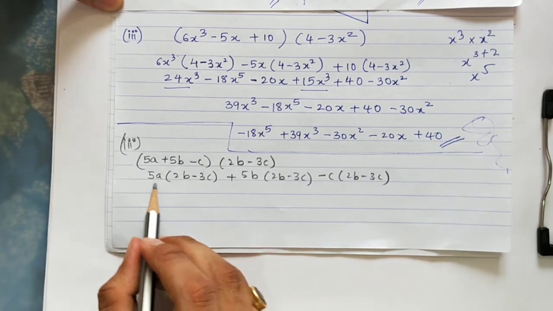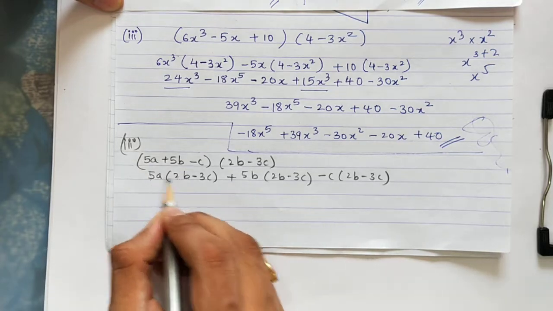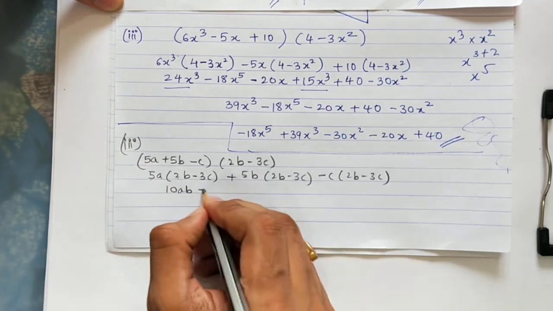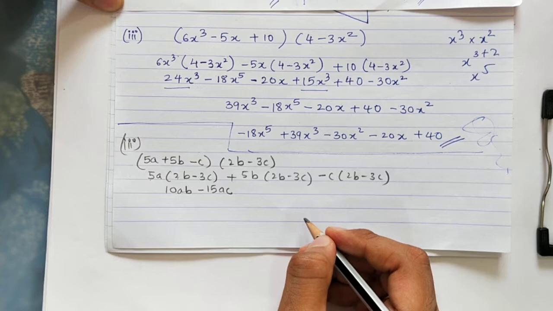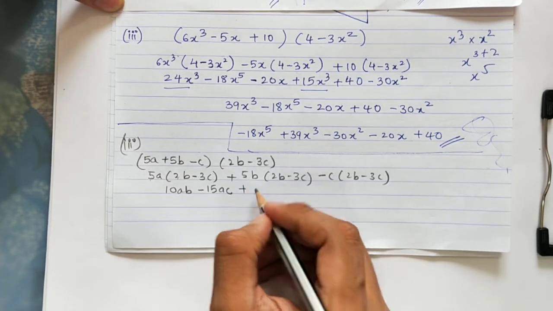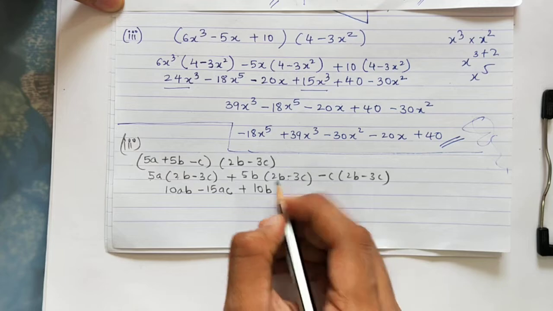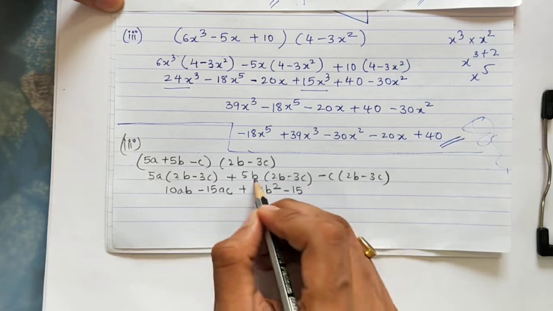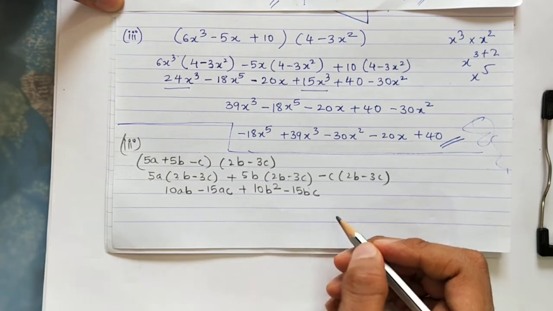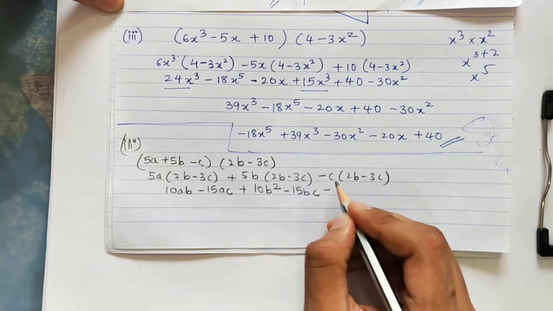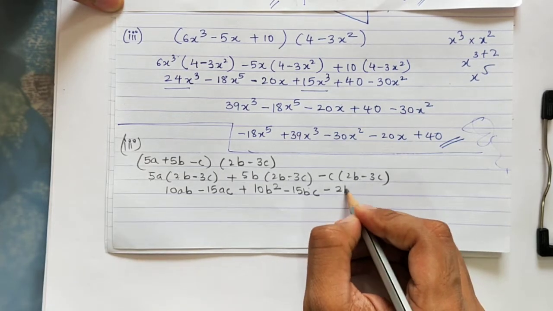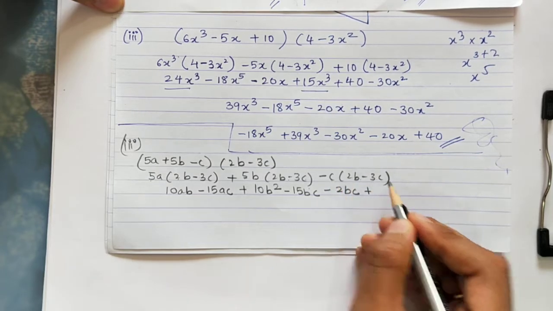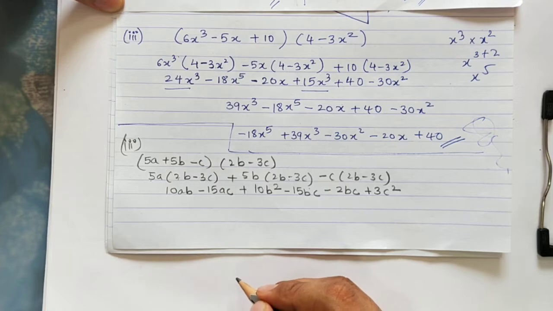Okay, let's open the brackets. So 5a into 2b, 5 into 2 is 10ab, 5 into minus 3 is minus 15ac, plus 5 into 2 is 10, b into b is b square, 5 into minus 3 is minus 15bc, minus c into 2b is minus 2bc, minus minus plus c into 3c is 3c square.